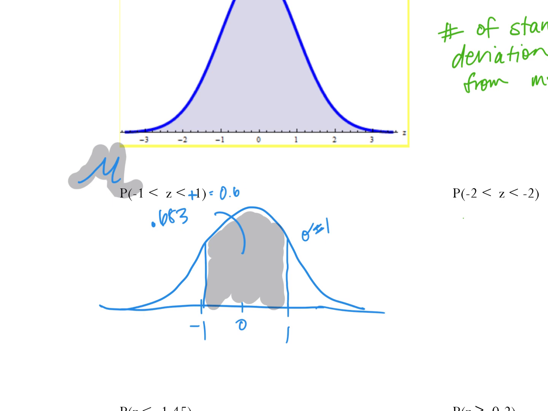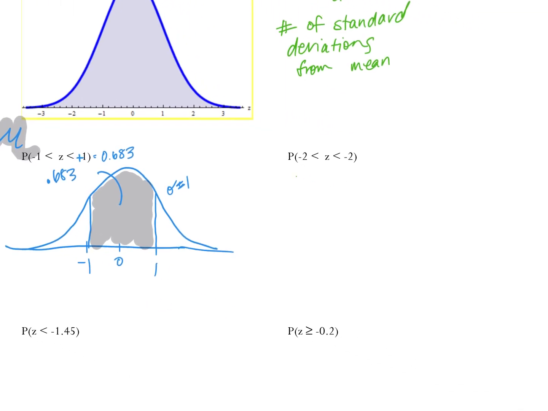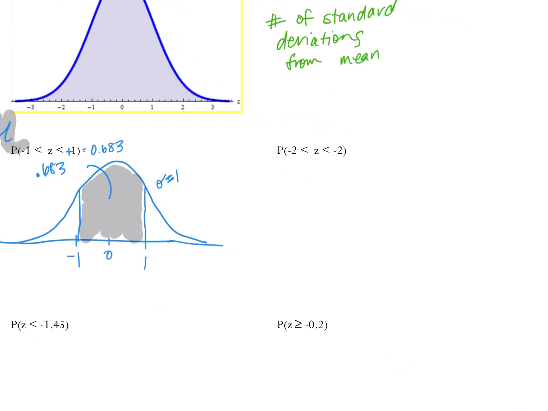All right, just checking. And what are we hoping to get for that one, approximately? 68, 95. You're thinking of Chebyshev, which is when it's not normal. So we should get approximately 95%.